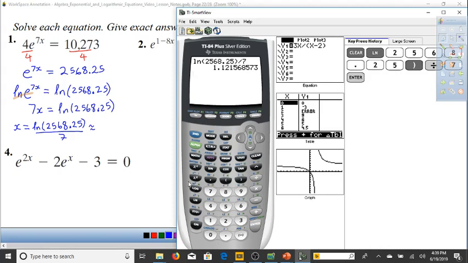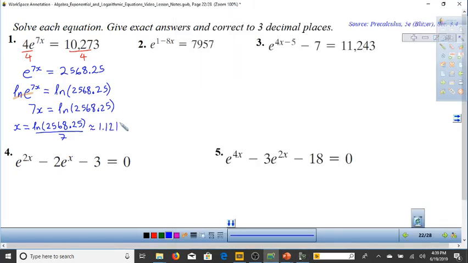So 1.12157. So that means x is approximately equal to 1.122. Just three decimal places. And that's that. So this is the exact answer, and that's the approximate answer.